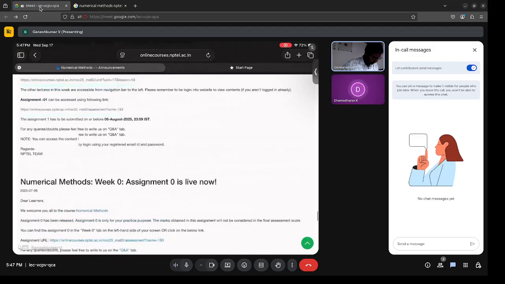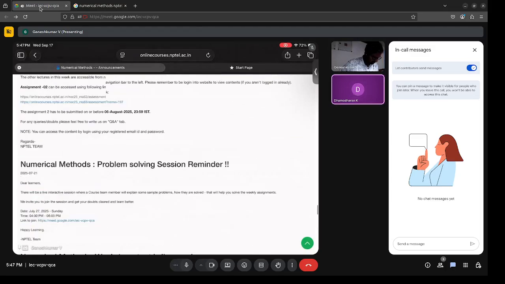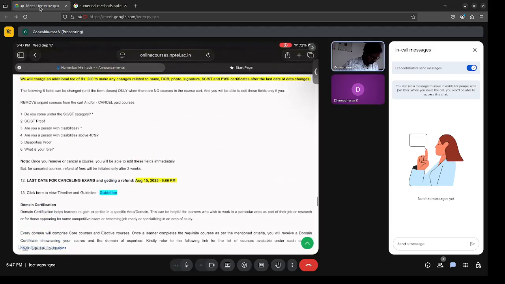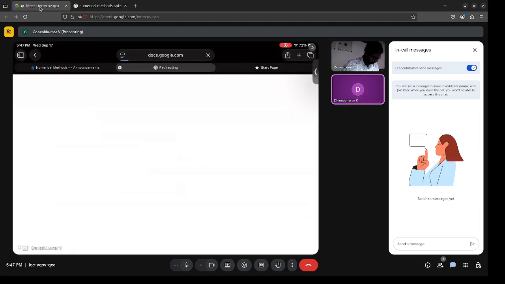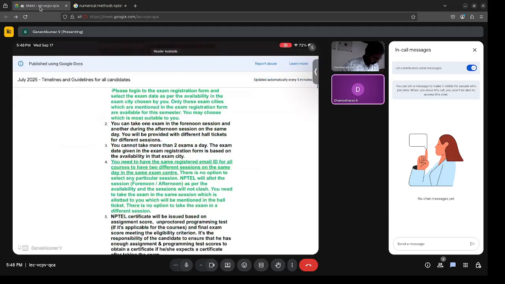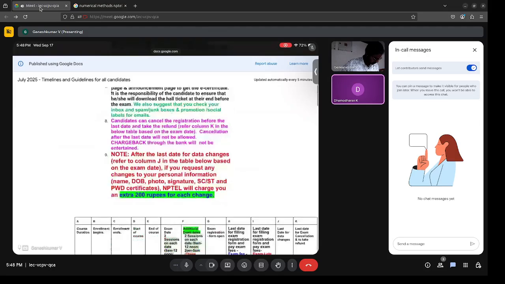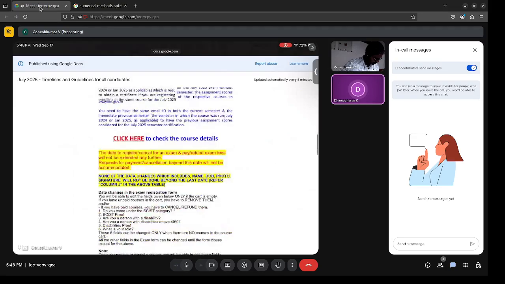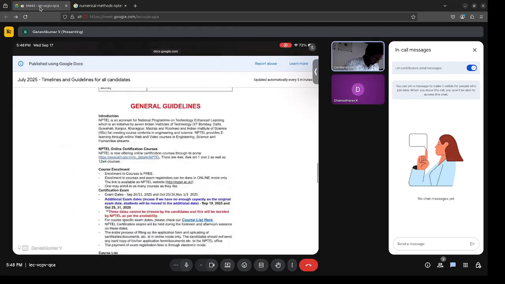There is no pattern, I don't see any pattern. If we know the pattern, we can plan according to that, right? Right, that's what.